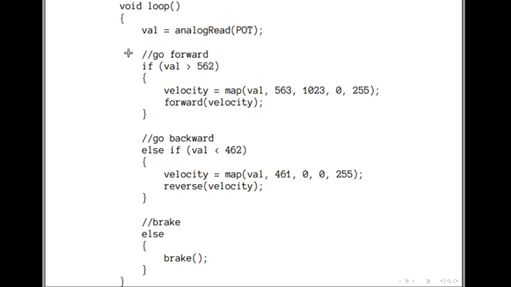So here this program is simple. You can understand it. If the value is greater than this, we use forward. If the value is less than 462, we call the backward reverse function, and else we are applying the brake to the motor. So this is the end of this lecture.